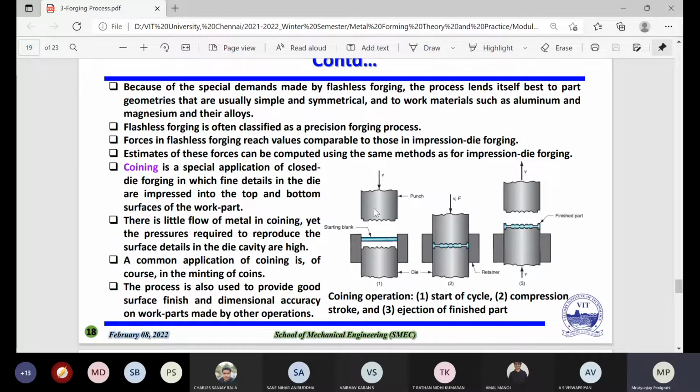Here you can see the starting blank, which is a very thin sheet. I was working on this when the coins and currency were prepared for the Government of India. We have several mints in India. Do you know how many mints we have? The mints are where we prepare the coins and the currency notes. Anyone? No, sir? Okay, fine.